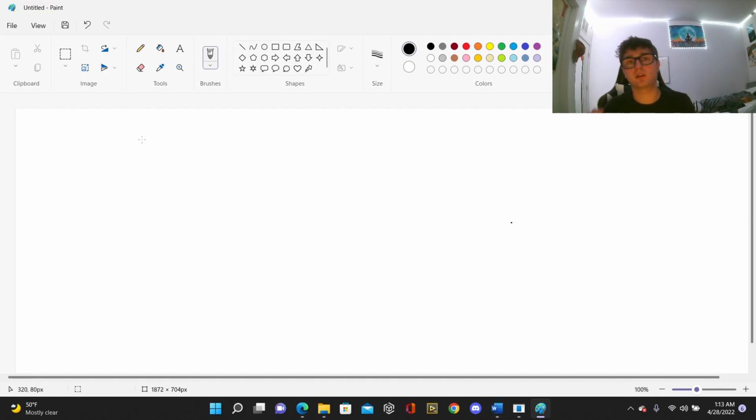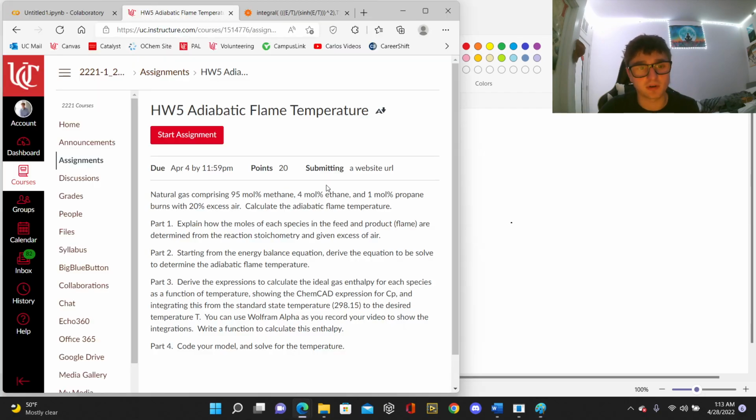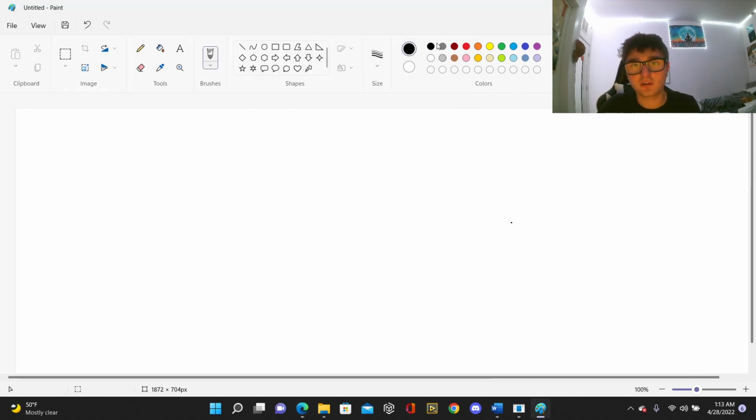Before anything, I want to discuss what exactly we want to do here. Let's pull up our tab. We're going to start from our energy balance equation, which I will give. We are going to derive the equation that we'll use to determine the adiabatic flame temperature. So let's start off with what equation we are going to be using.